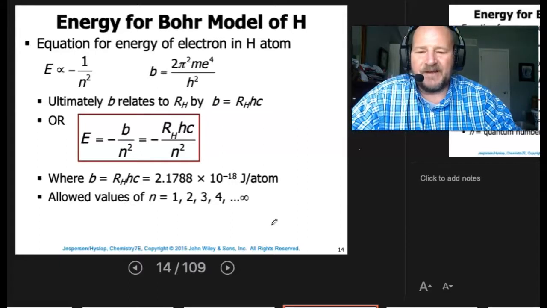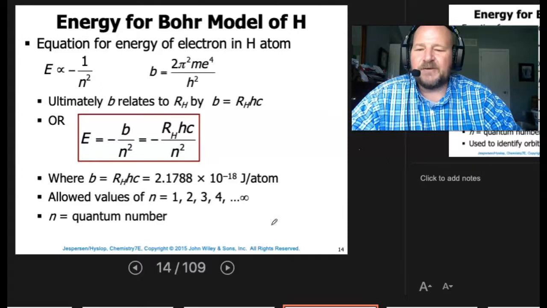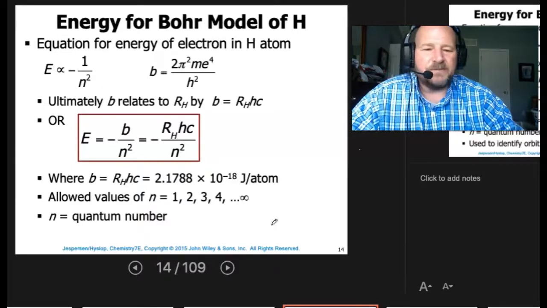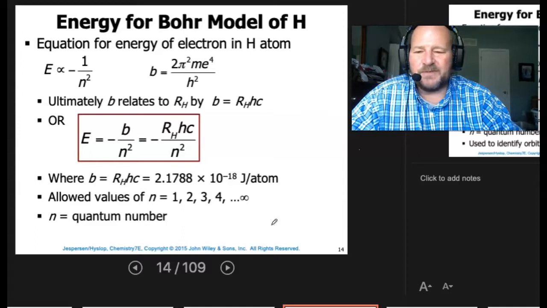Now this will allow for values of n equal to 1, 2, 3, 4, all the way out to infinity. And so n is going to be equal to the quantum number. We call that the principal quantum number.